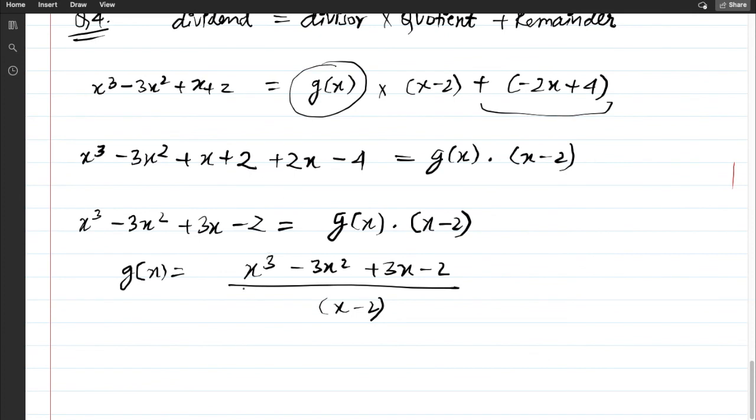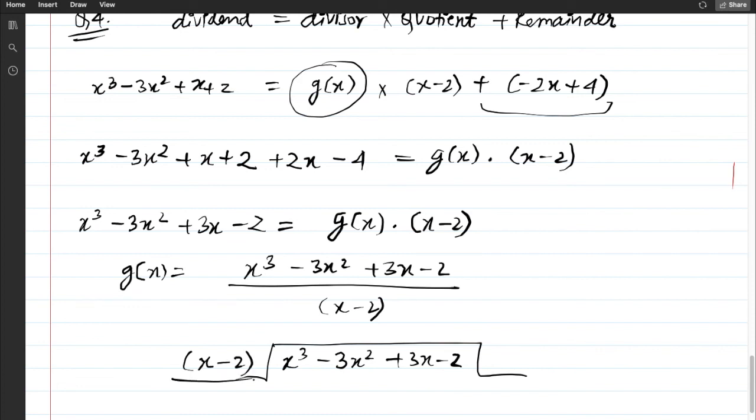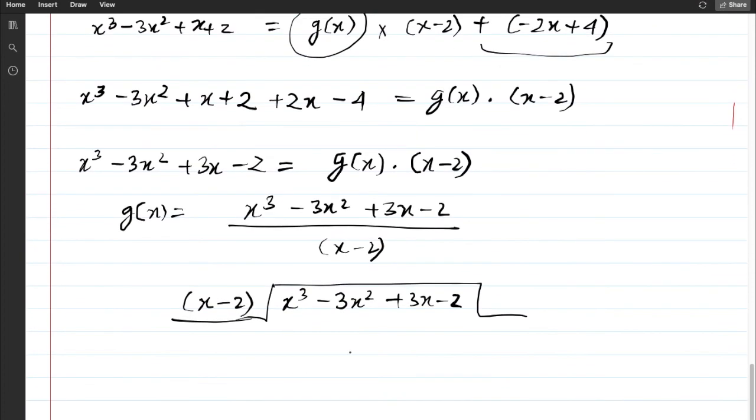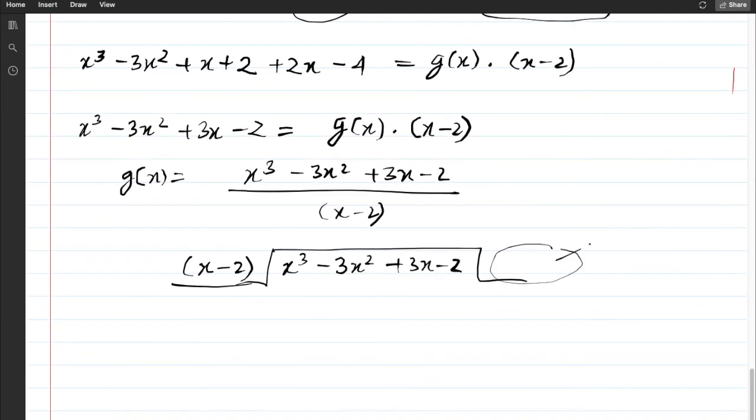Now all you have to do is divide this whole expression by this smaller expression, like we have done before. x cube minus 3x square plus 3x minus 2 divided by x minus 2. Alright, and you can solve it further. You know the way. Solve it further, and with the help of this, the answer that you will get over here will be your gx. This will be your answer.